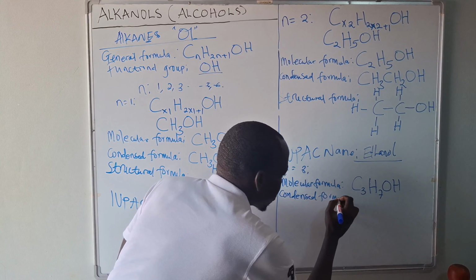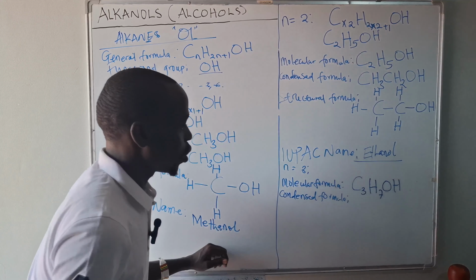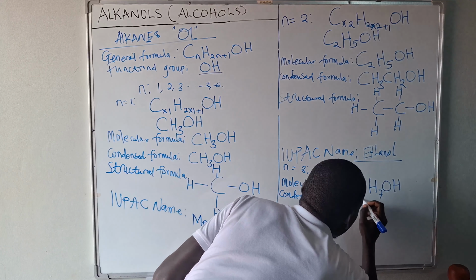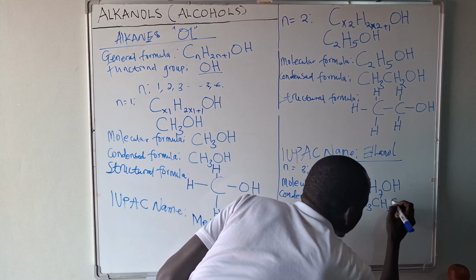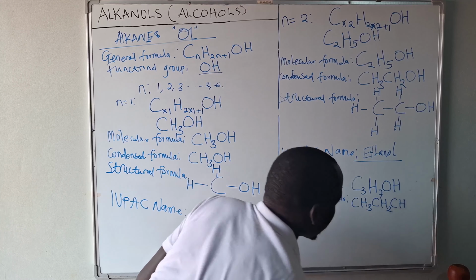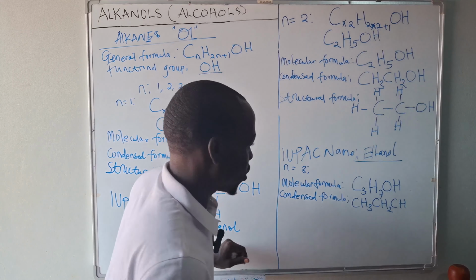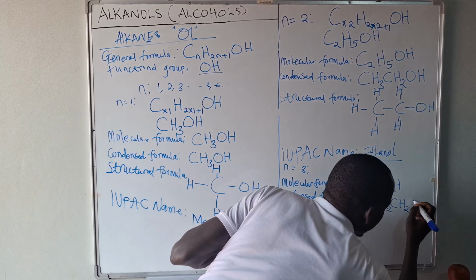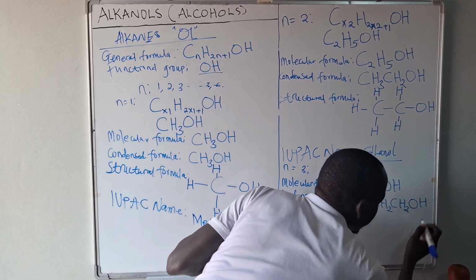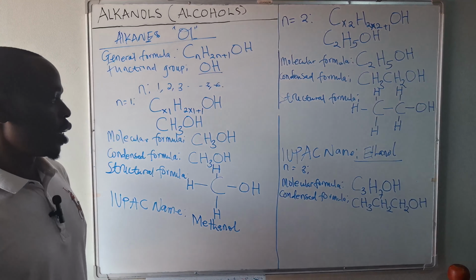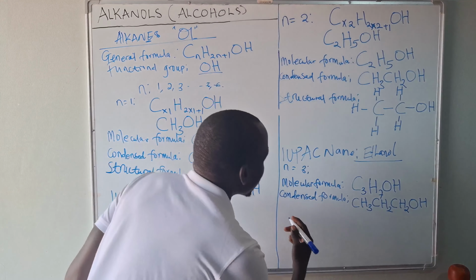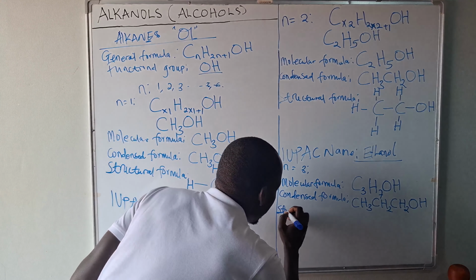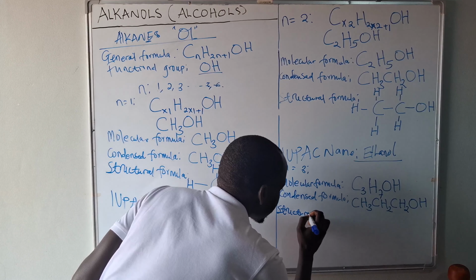Let's go to the condensed formula. The condensed formula shall be CH3, CH2, CH2, and we shall have OH attached. Now, how can we write this one structurally? So we shall have our structural formula.